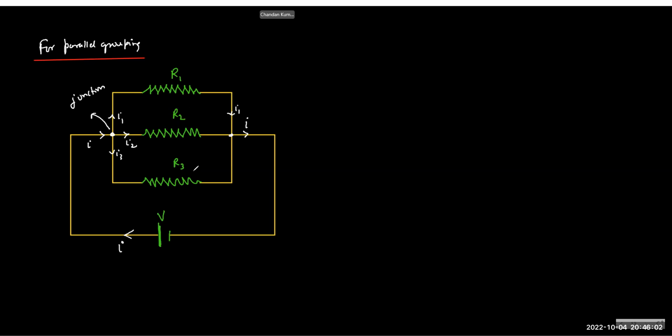Now because they are in parallel, what will remain the same? Because they have the same terminals, and potential is defined for each terminal, they will have the same terminal potential difference. So V is the constant quantity, so we can write V equals I1 R1, same as I2 R2, same as I3 R3, and if you wish to replace by a single R equivalent.